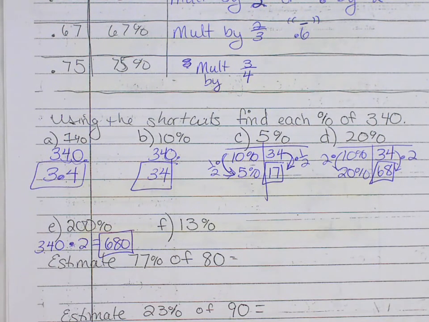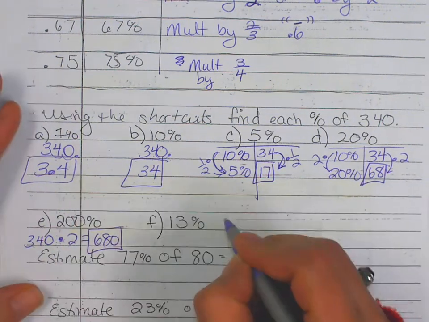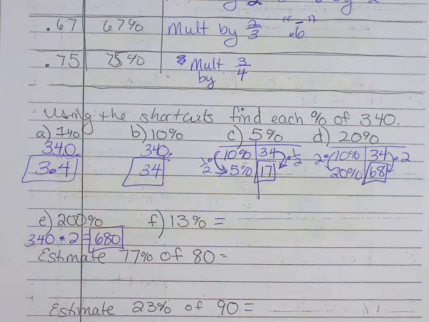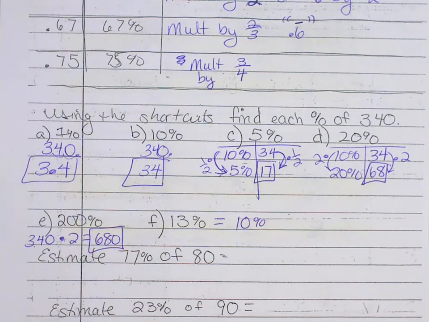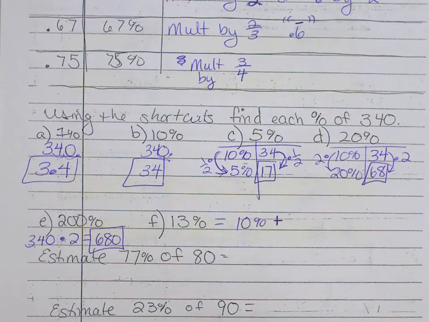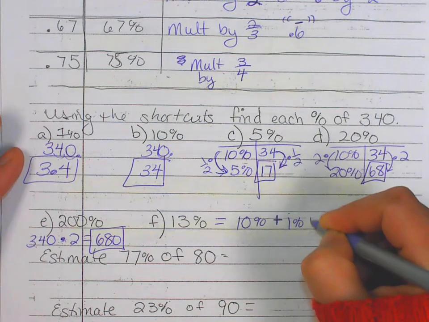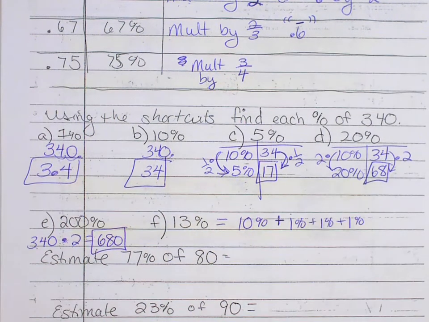Now let's do a funky 13. I finish off with something more challenging. I don't want you using the calculator. I want you using the info we already have. How can I use what I already have to make a 13? I know. Do you too? 13 is my favorite. I use 10% and a few 1%. Don't reinvent the wheel. We already did it.